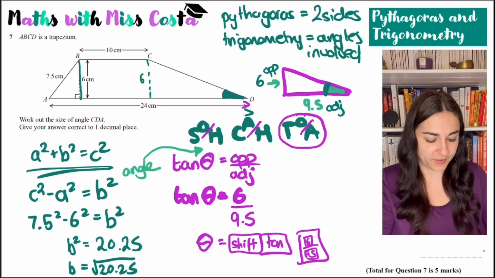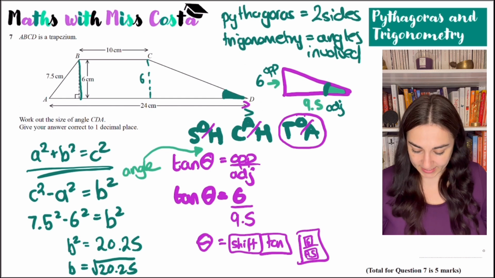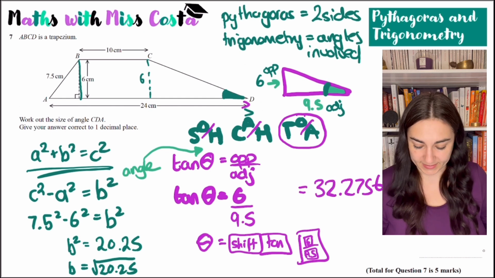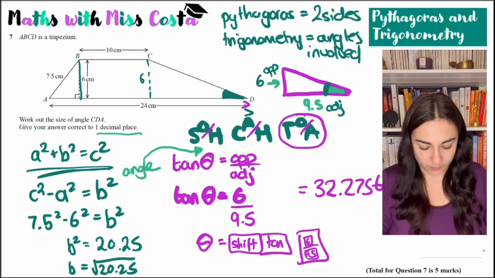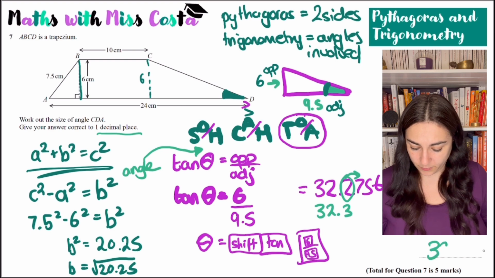So 6 over 9.5. Close the bracket because otherwise you won't get the calculation, and that gives me a value of 32.2756. They want it to one decimal place, so again circle the first digit, look next door. If it's more than 5 you're going to round up, so that would be 32.3.